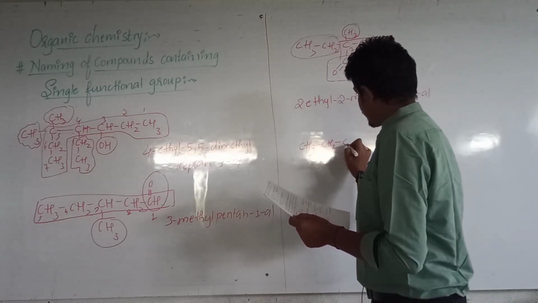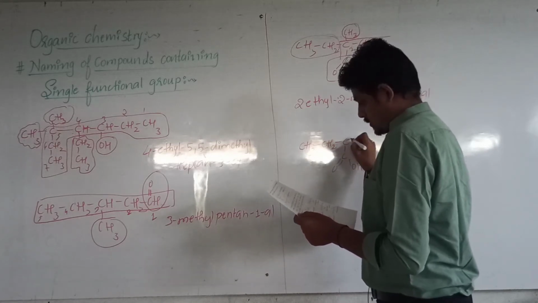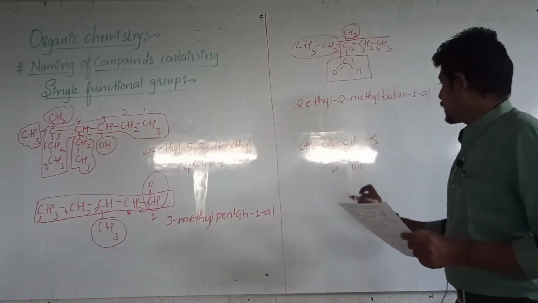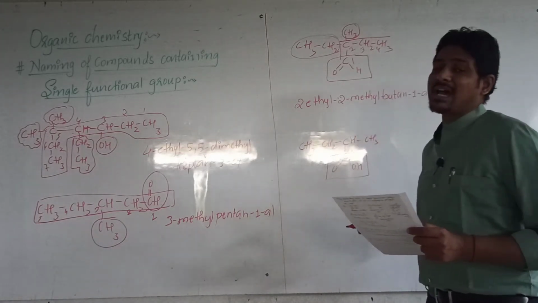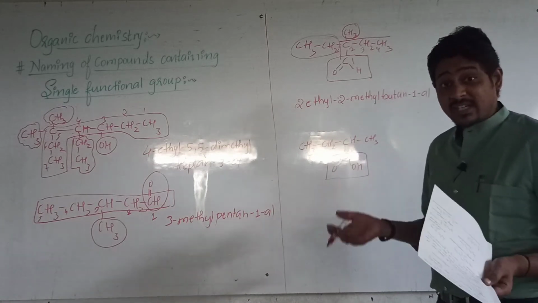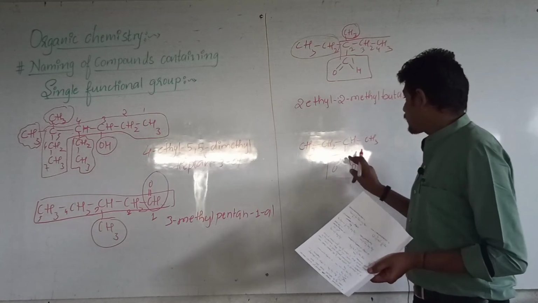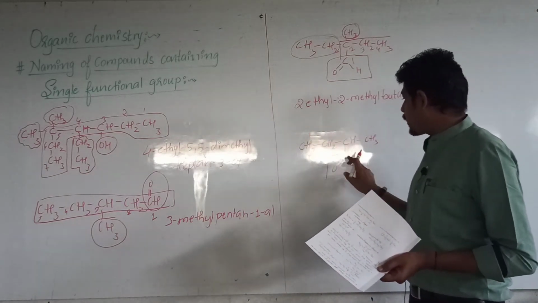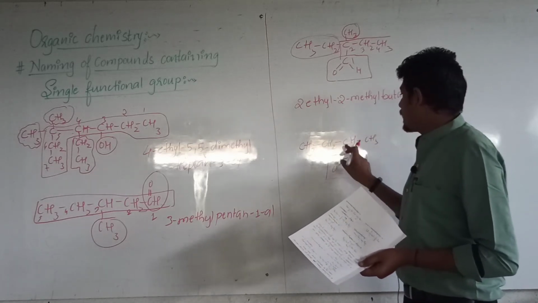CH3, CH2, COOH, CH3. Where is the functional group? This is your functional group. What is that? COOH means carboxylic acid. What is the secondary suffix for carboxylic acid? It is oic acid. So you have to select the parent chain like 1, 2, 3, 4, or 1, 2, 3. So 3 contains fewer carbon atoms, so it is rejected. So 1, 2, 3, 4.